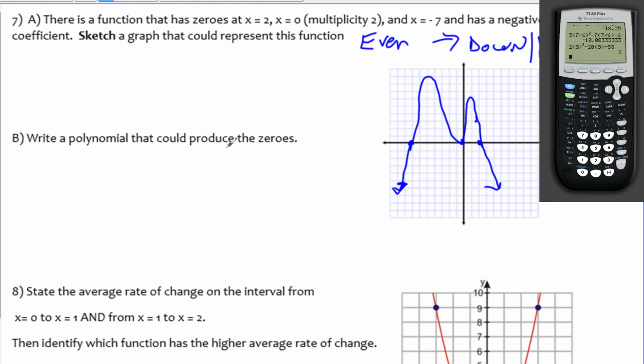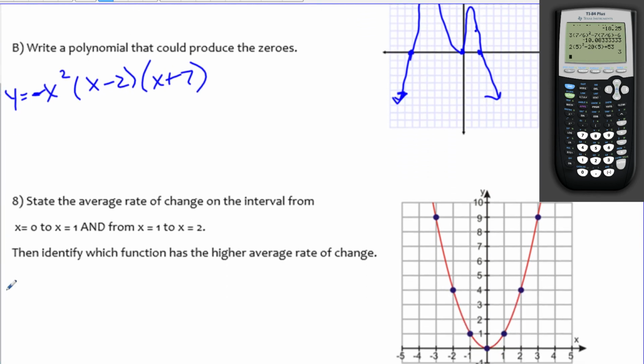Okay, so writing a polynomial that could produce these zeros, the idea is that if I have a 0 at x equals 2, I have a factor of x minus 2. If I have x equals 0 with a multiplicity of 2, I have x with an exponent of 2, and x equals negative 7 means that x plus 7 is a factor. Negative leading coefficient just means put a minus sign in front of this. Okay, and I'm going to say y equals this function. Again, it's okay to leave it in factored form. You do not have to multiply out all of those expressions.